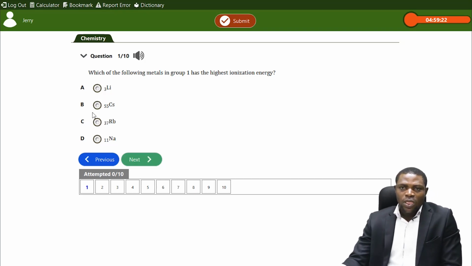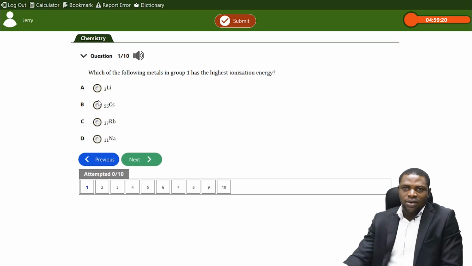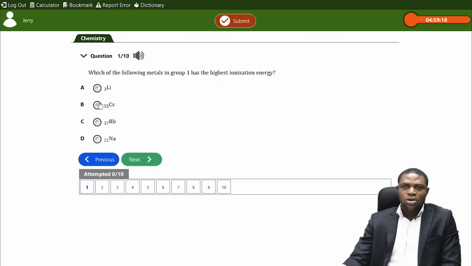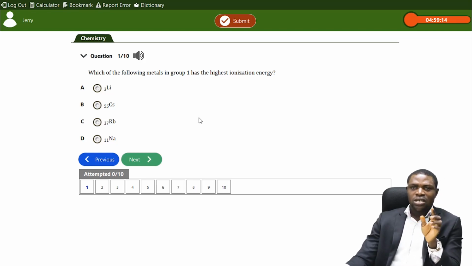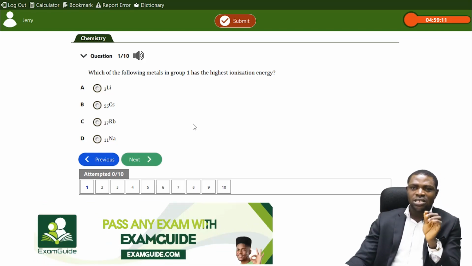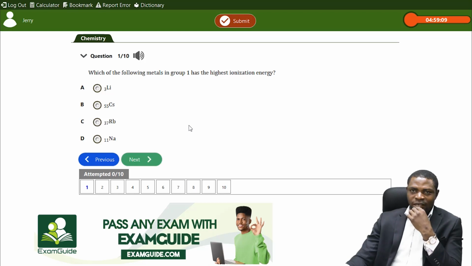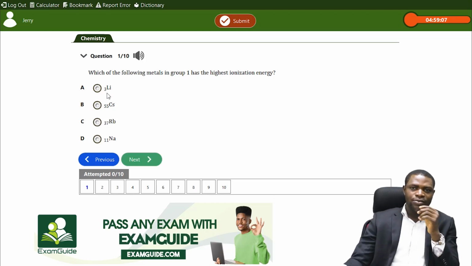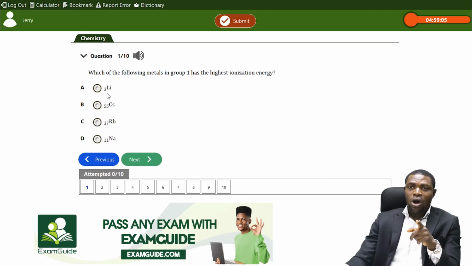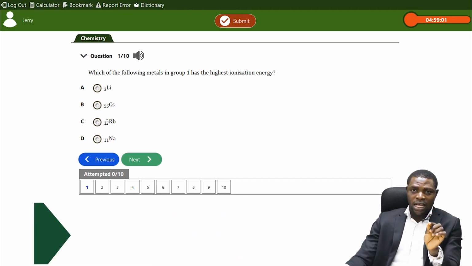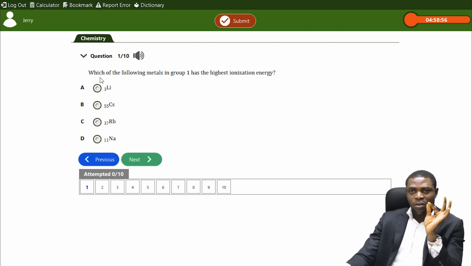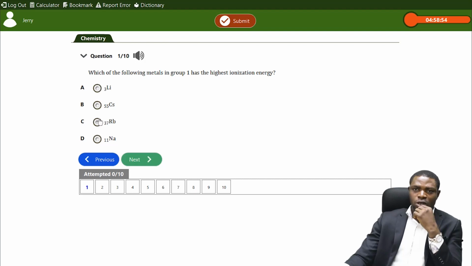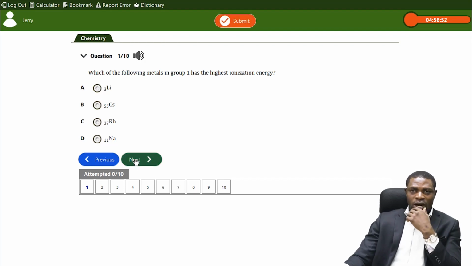We have rubidium, we have sodium, and we have calcium. So, looking at this, which one has the highest ionization energy? If you look at it, lithium will have 1 on the outermost shell. When you look at sodium, it will also have 1, but lithium comes first before sodium. So lithium is the correct answer.